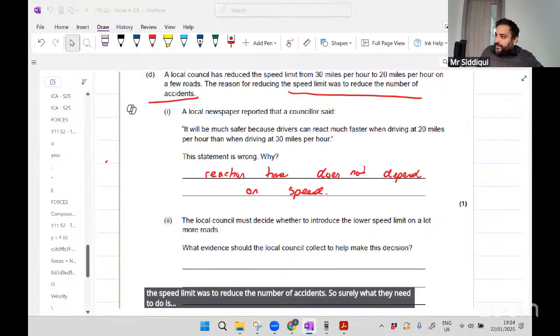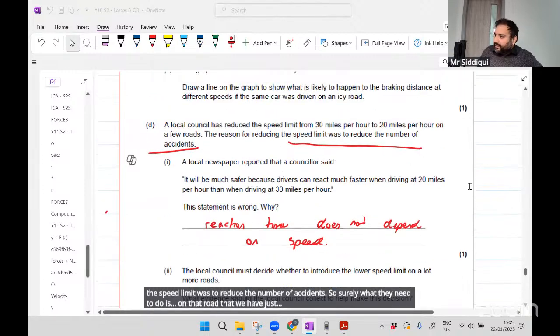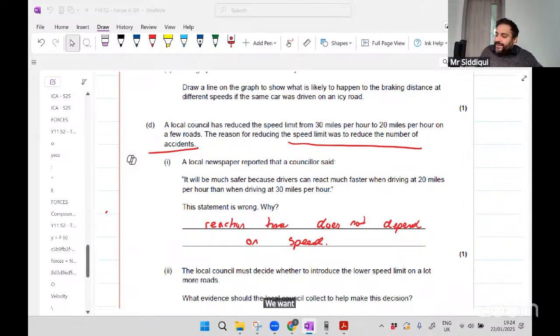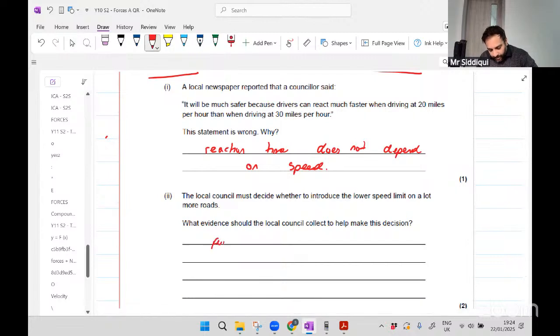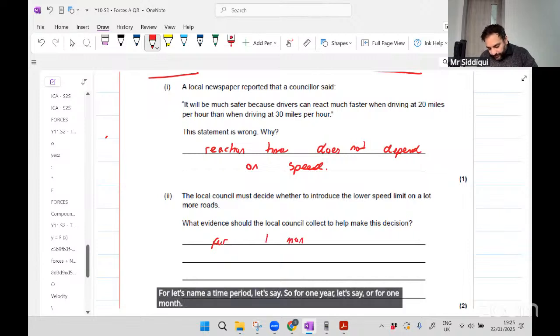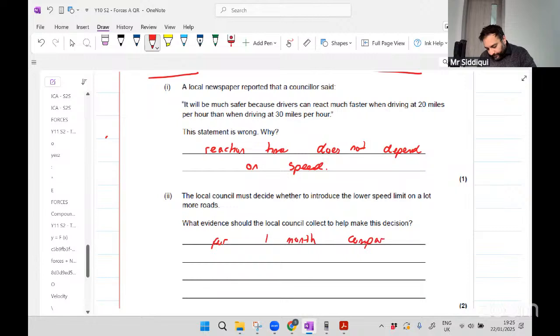on that road that we have just reduced the speed limit on, we want to monitor if the number of accidents has changed before the decrease and after it, right? So what we want to say here is something like that: for, let's name a time period, let's say for 1 year, or for 1 month, compare the accidents before and after the lower speed limit was introduced.